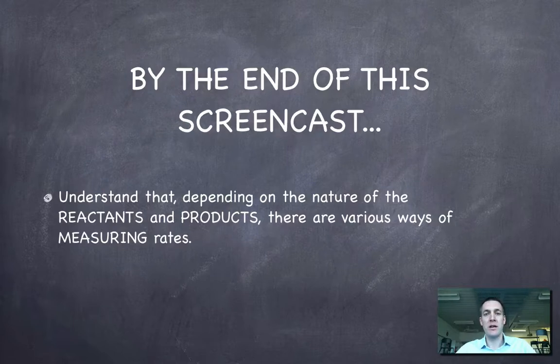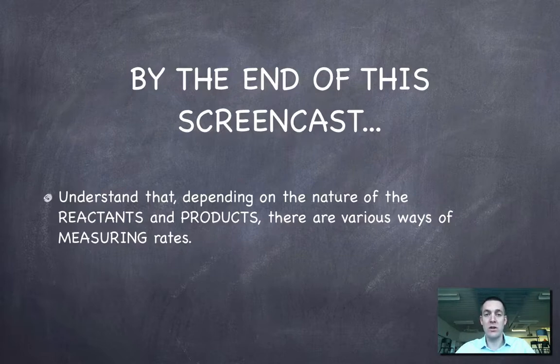Here we're going to be looking at what features of a reaction we might look for to decide how we're actually going to go about measuring a rate. Okay, so we're going to look at the reactants and products and see if there's anything that makes us think, right, okay, this would be an experiment that would allow us to measure the rate of this reaction.